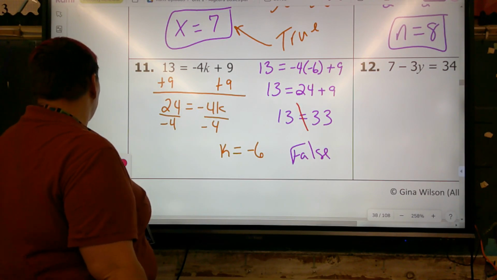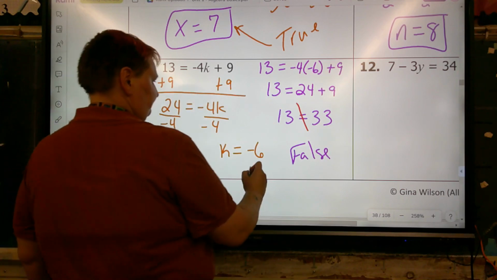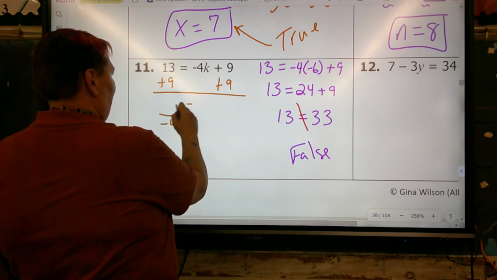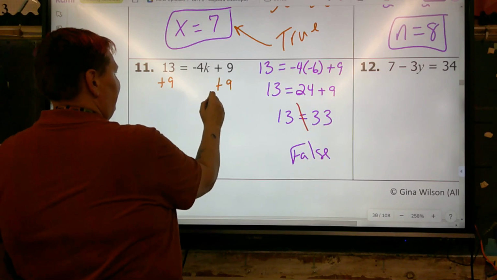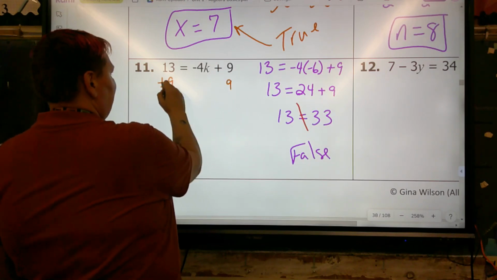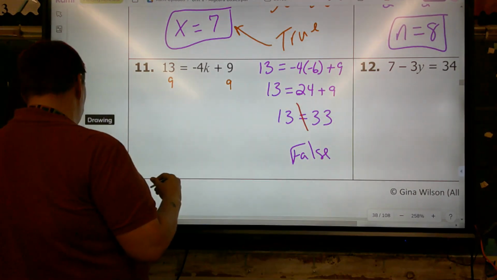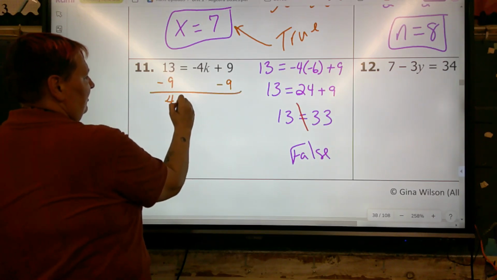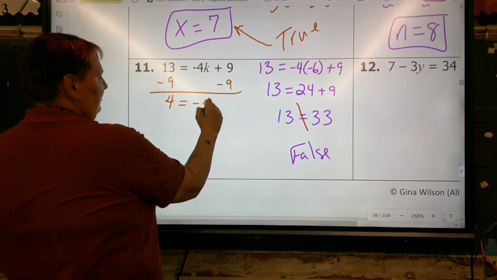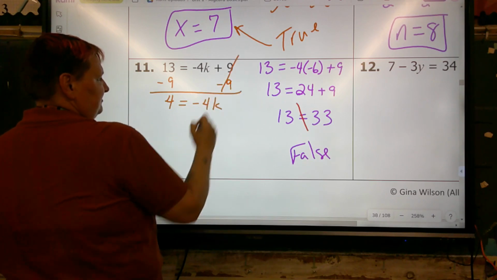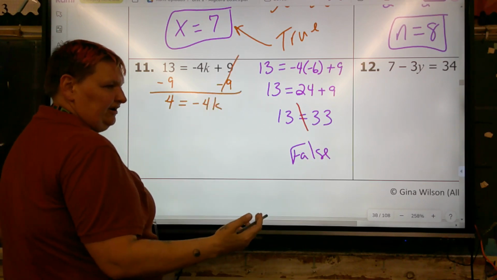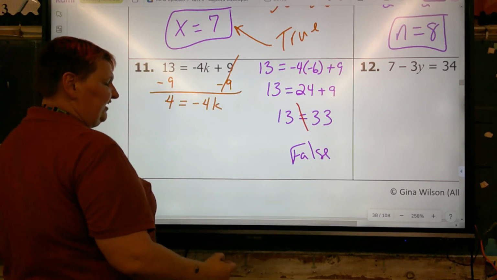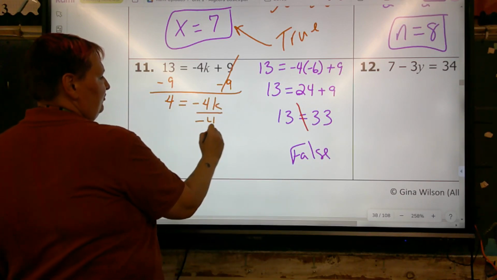So you need to go back, figure out what you did wrong, figure out where you made your mistake. Oh, this is positive 9. This should have been negative 9. Let's see if that changes my answer. 13 minus 9 is 4. Oh, that's interesting. Negative 4k. These cancel out. Always check to make sure you did it right. If you did it right, it should cancel out. If you end up with a false statement, you have the wrong answer. Alright, divide by negative 4.